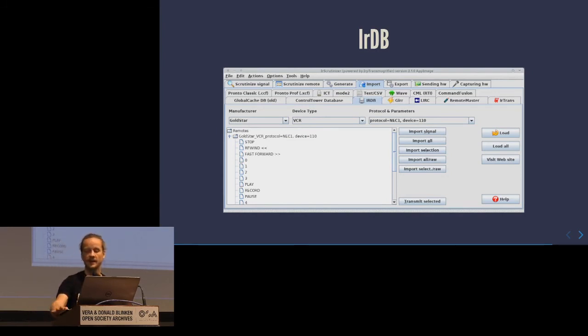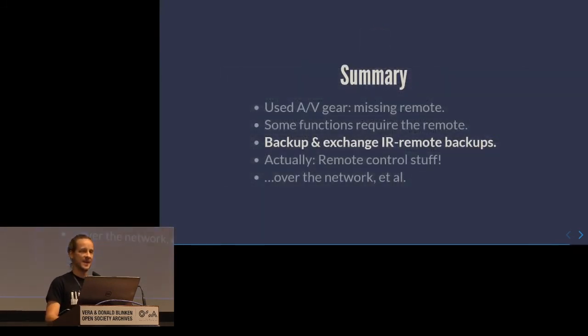That's why I handed in this small little talk. Now that you know that this is possible, what can be done with this? Well, the thing is, you buy gear, there's no remote, you go like, but is it on IRDB or on Lyrics? Or does any other archive have it? Then maybe they can make a backup, put it online, we all have the remote, problem solved.